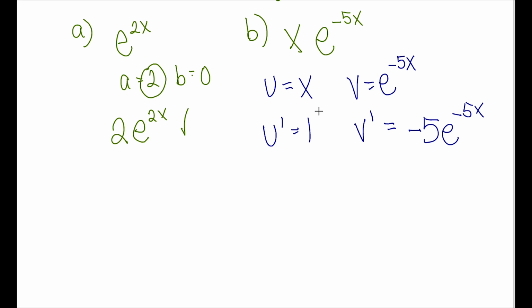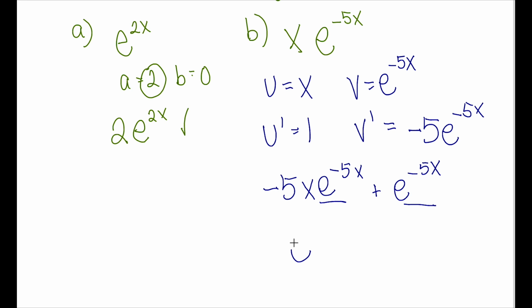So multiply it diagonally: negative 5x e to the negative 5x plus 1 times e to the negative 5x, and we'll factor out the common term, e to the negative 5x, and that's multiplied by negative 5x plus 1, or 1 minus 5x.